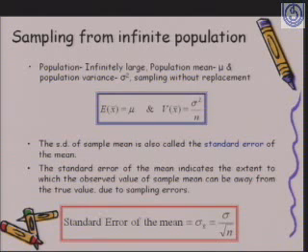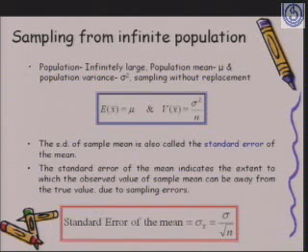Now you could have two kinds of population. One is the infinite population and the other is the finite population. So if your population is infinitely large, we will say this is an infinite population, with the population mean denoted by mu and population variance denoted by sigma square. So if you are doing sampling without replacement, you would write the expectation of sample mean x bar equal to the population mean, and the variance of x bar is given by sigma square by n, where the population variance is sigma square.